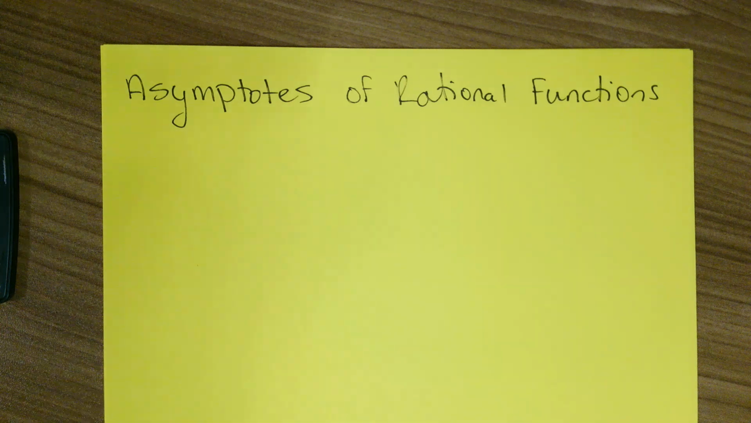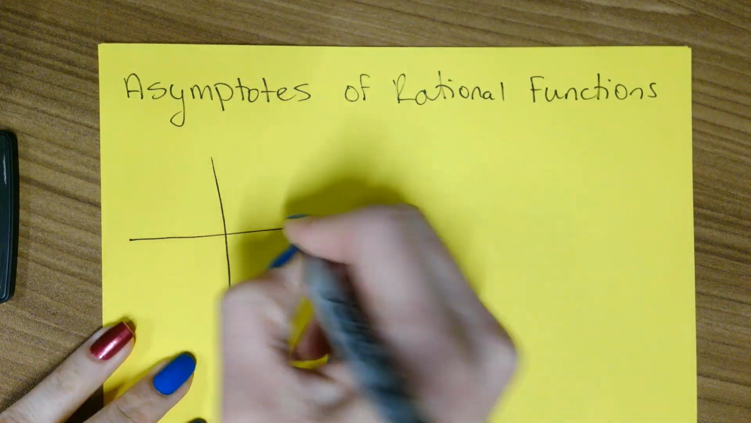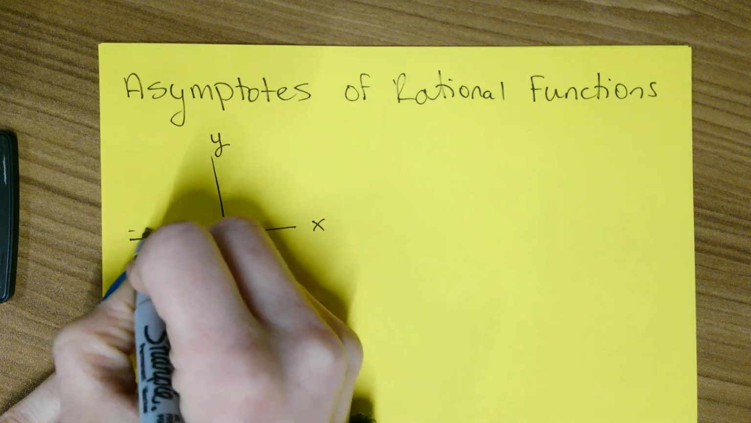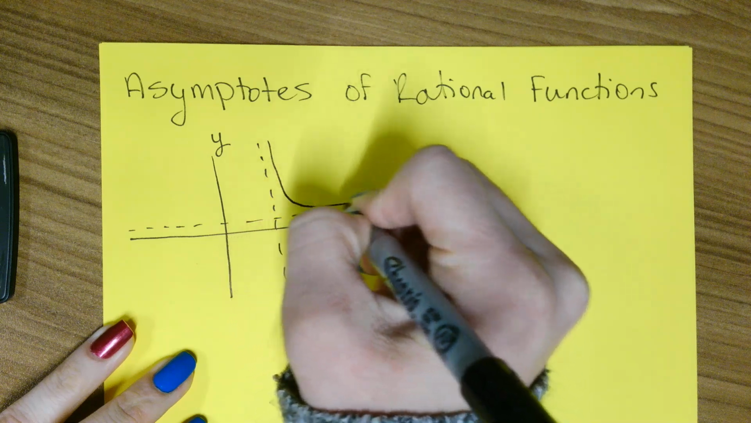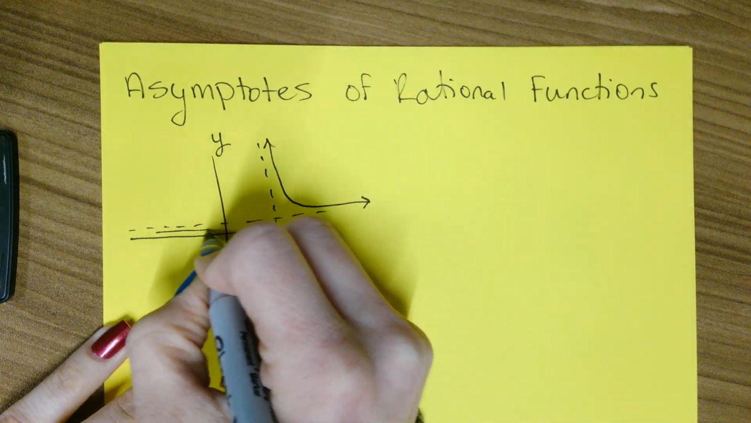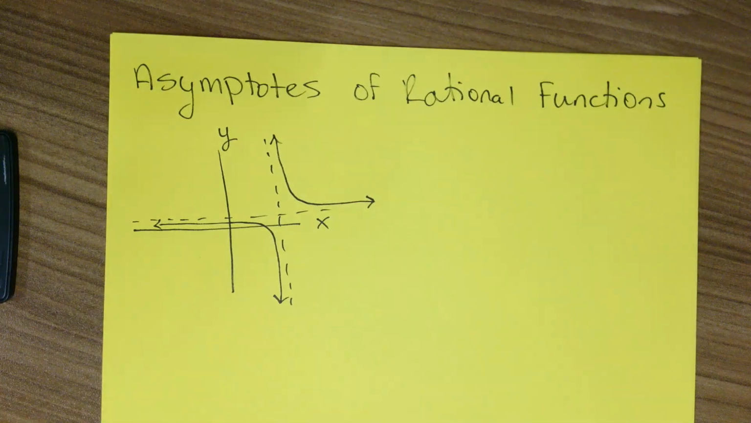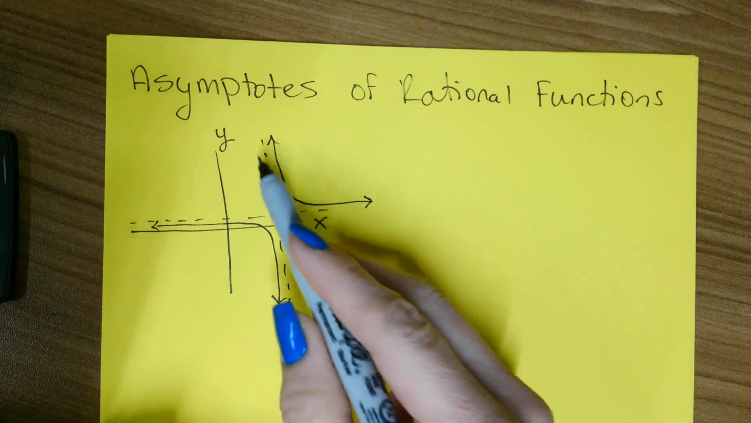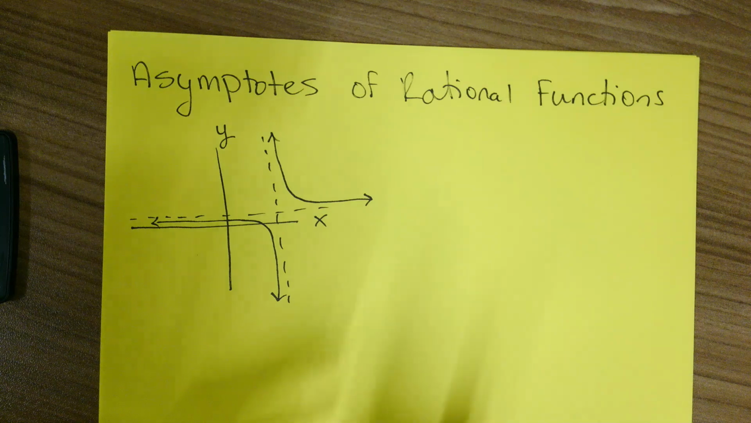So looking at asymptotes of rational functions, let me get a graph real quick to show you what we're actually finding. So here is an example of a graph of a rational function, and we can see that there's places both vertically and horizontally that our graph skates very close to, as either the x values go out to positive or negative infinity, or the y values go out to positive or negative infinity.